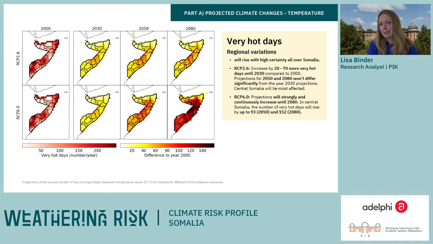Given that Somalia already has one of the highest mean annual temperatures in the world, this depicted rise in temperature and also in the number of very hot days poses increasing risks to the living conditions of the people in Somalia, as I will also show in the projections on sector-specific impacts.